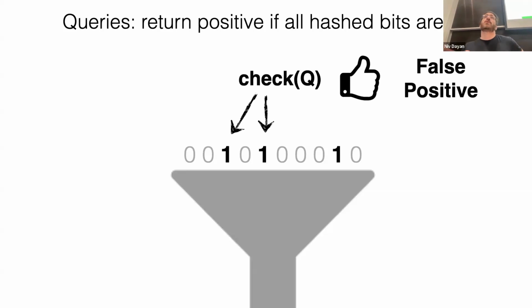However, we could also check for a key that we haven't inserted, and that key by accident hashes to bits that are all ones. This is the case in which we get a false positive.